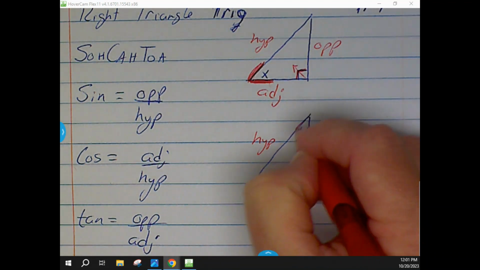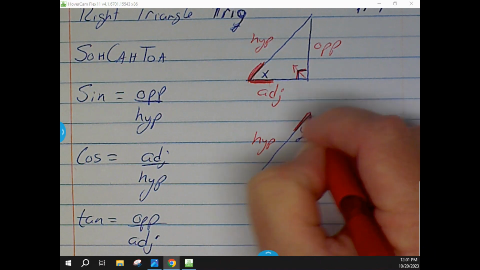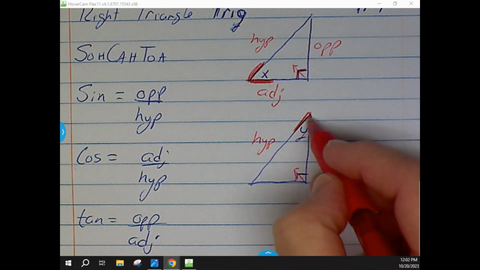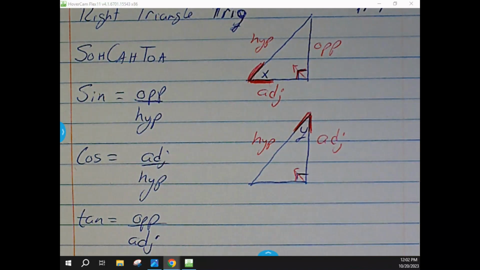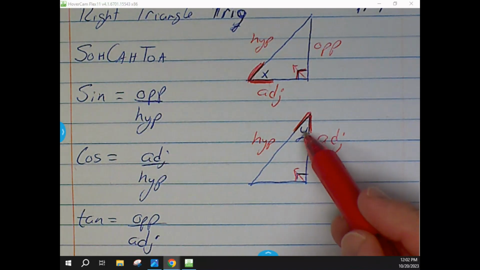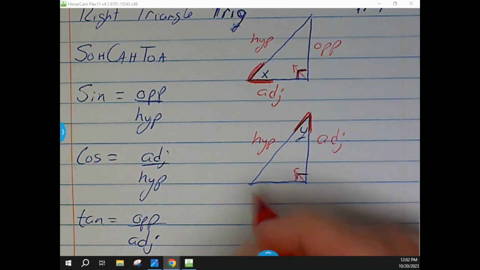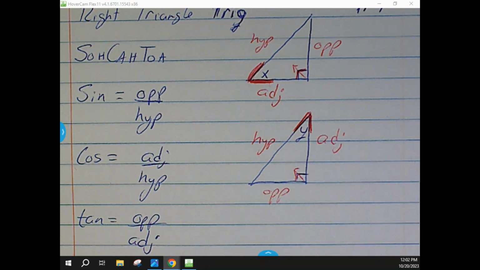Okay, but now if you're standing in this corner, the other corner that you're standing in, basically now this side becomes the adjacent. And then the side that's farthest away from you over here that you're not touching, this side becomes the opposite. So depending on what corner you're standing in is going to change which side's opposite and which side's adjacent.